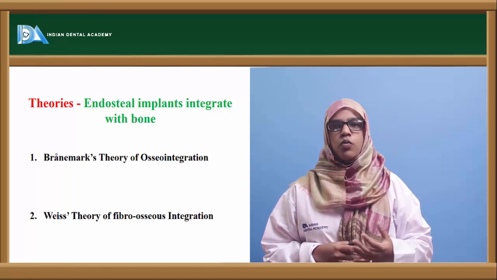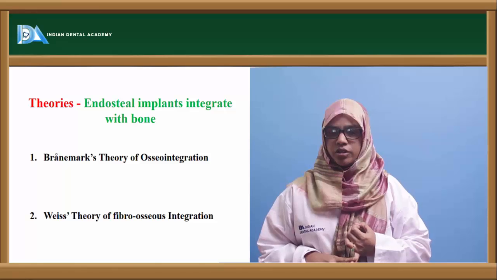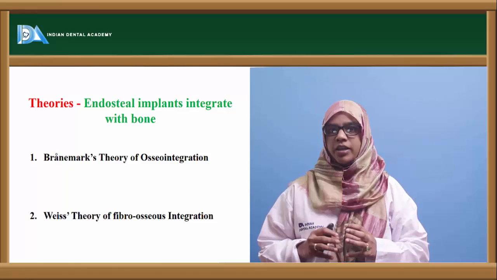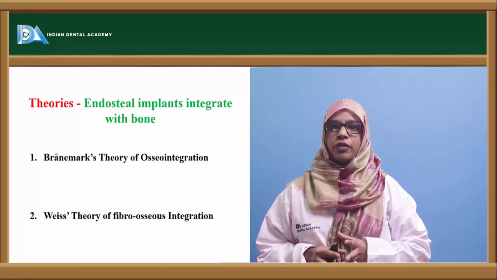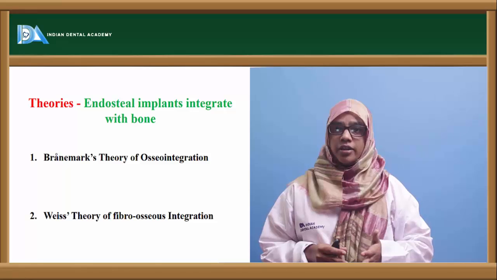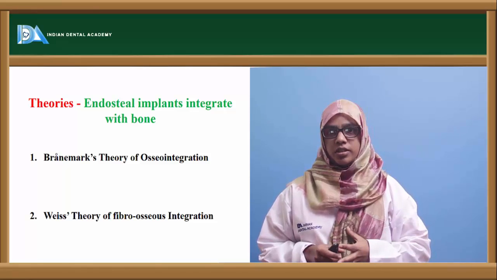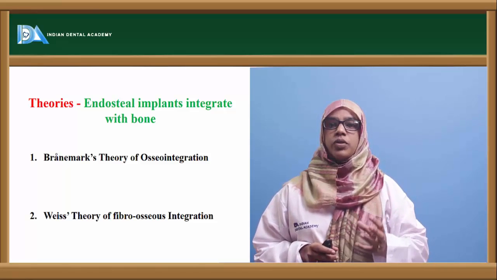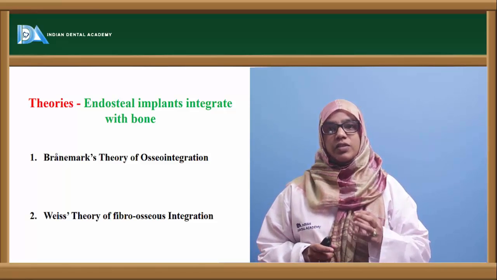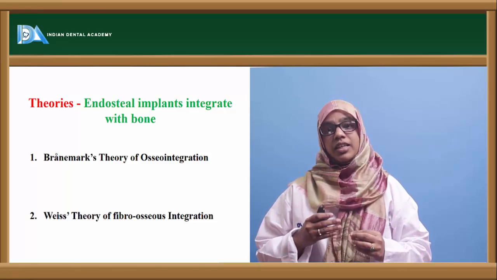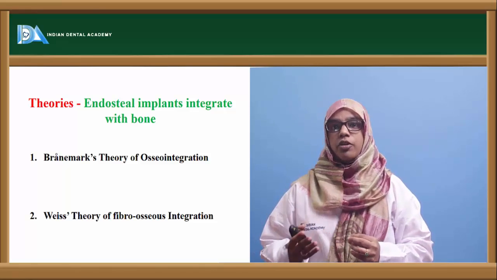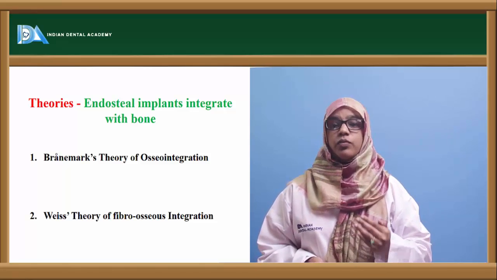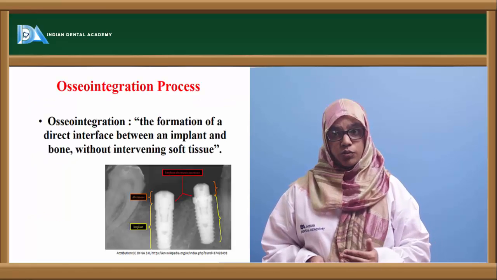with bone. One is the Brånemark theory of osseointegration, which states that there is a bony union that takes place between the implant and the bone without any intervening fibrous tissue. On the other hand, Weiss's theory of fibro-osseous integration states that there is a fibro-osseous connection between the implant and the bone. And this fibrous tissue mimics the periodontal ligament in the normal tooth.